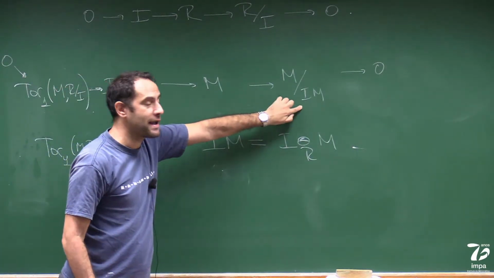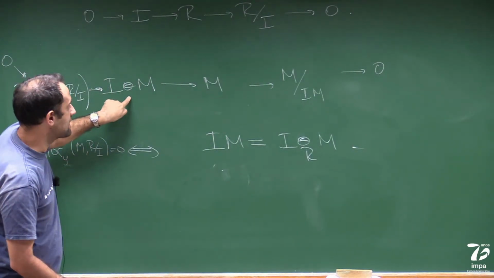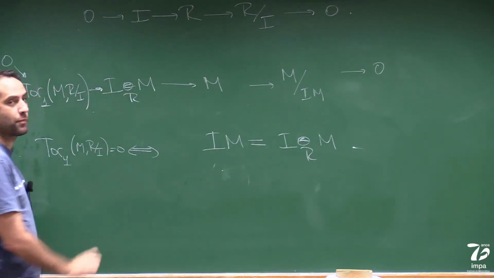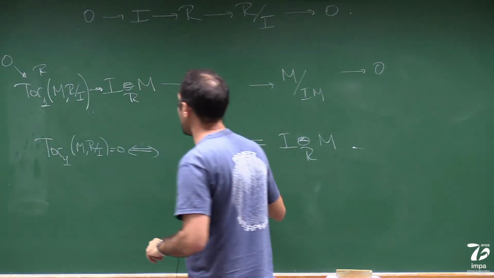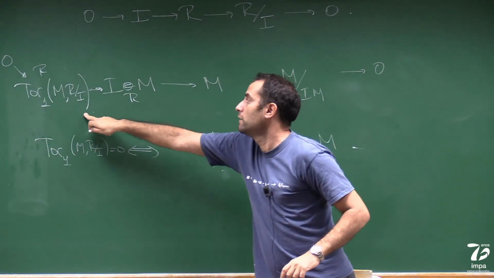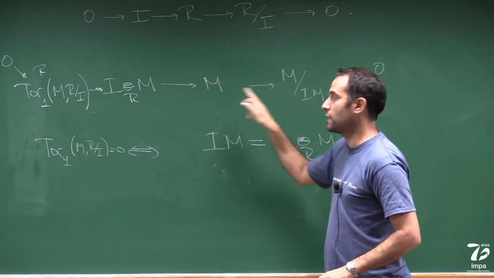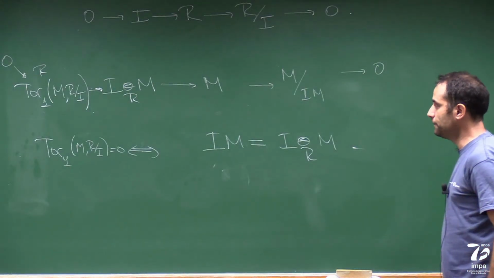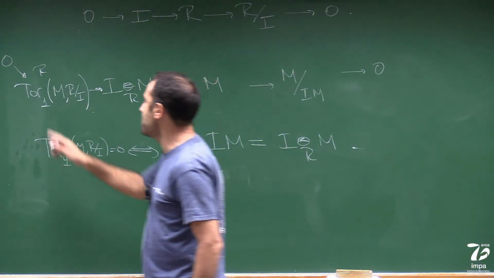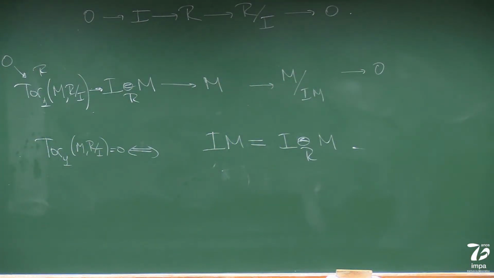Because the kernel of this map is always IM. This is the quotient by IM. And here I have this I tensor over R. This was the tensor product over R. I'm taking Tor over the ring R. Okay? So the kernel here is always IM. So when this guy is 0, this sequence becomes exact, and this guy has to be equal to this, which is always the kernel. Okay, so M being flat implies this.